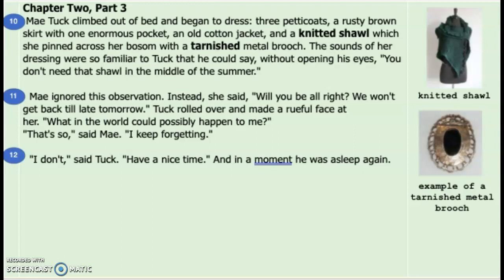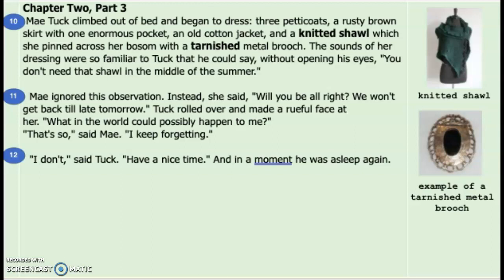May Tuck climbed out of bed and began to dress. 3 petticoats, a rusty brown skirt with 1 enormous pocket, an old cotton jacket, and a knitted shawl, which she pinned across her bosom with a tarnished metal brooch. The sounds of her dressing were so familiar to Tuck that he could say, without opening his eyes, "You don't need that shawl in the middle of the summer." May ignored this observation. Instead, she said, "Will you be all right? We won't get back till late tomorrow."